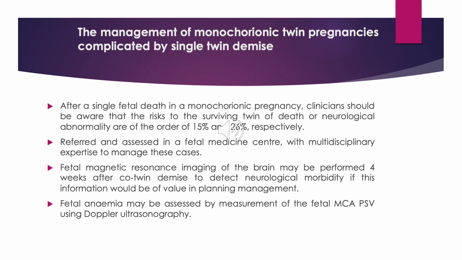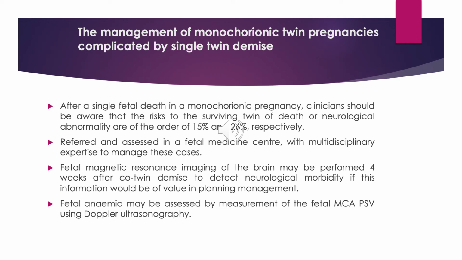Another complication is single twin demise. After a single fetal death in a monochorionic pregnancy, clinicians should be aware of the risk of death or neurological abnormality of the surviving twin, in the order of 15 and 26% respectively. They should be referred and assessed in a fetal medicine center with an MDT approach in order to manage these cases. Fetal MRI of the brain can be performed 4 weeks after co-twin demise to detect neurological abnormality.